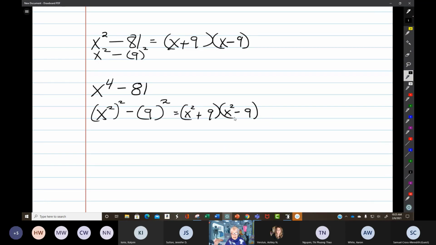Because this, well, first, this is prime. You cannot factor that, not over the real number system. And that's the one we like. And x squared minus 9, those are perfect squares. This is x squared minus 3 squared, positive 3 squared. But I'll write it with parens anyway. That means this can be factored like this.